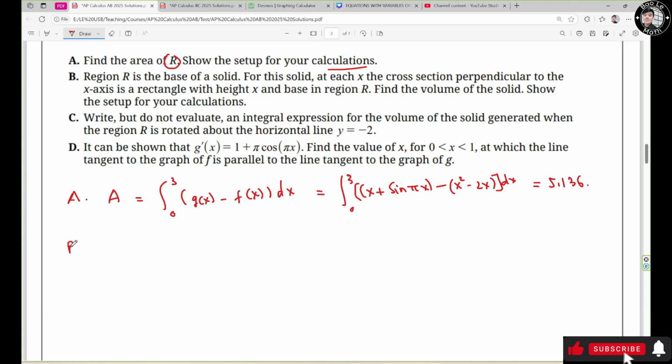Now question B. The region R is the base of a solid. For this solid, the cross-section perpendicular to the x-axis is a rectangle with height s and base in region R. Find the volume of the solid. Technically, volume equals the integral from 0 to 3. Alright, length times width, right?